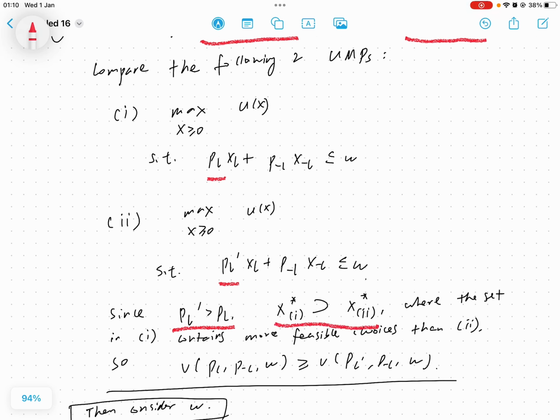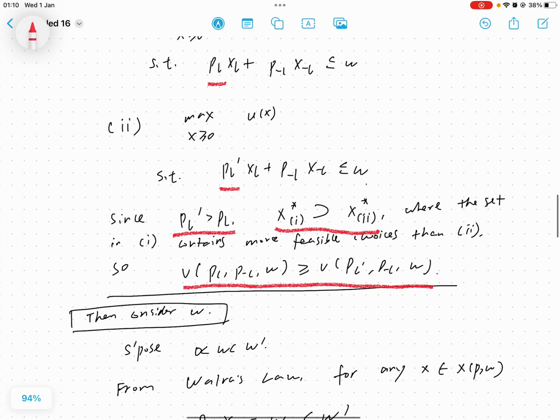So this means that when this consumer is facing more possible choices in the first problem, containing more possible choices for this consumer than the second one, in this case, the first problem must yield a weakly higher utility, or indirect utility here in this case. Okay, that's why we have this relationship here. Okay, good.